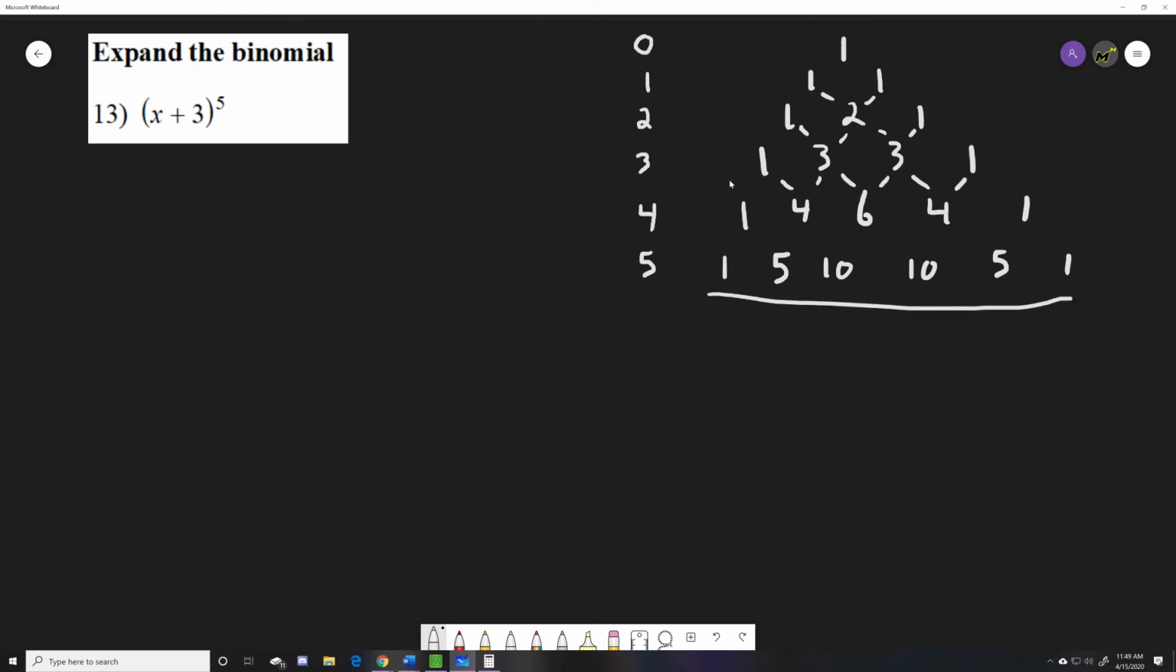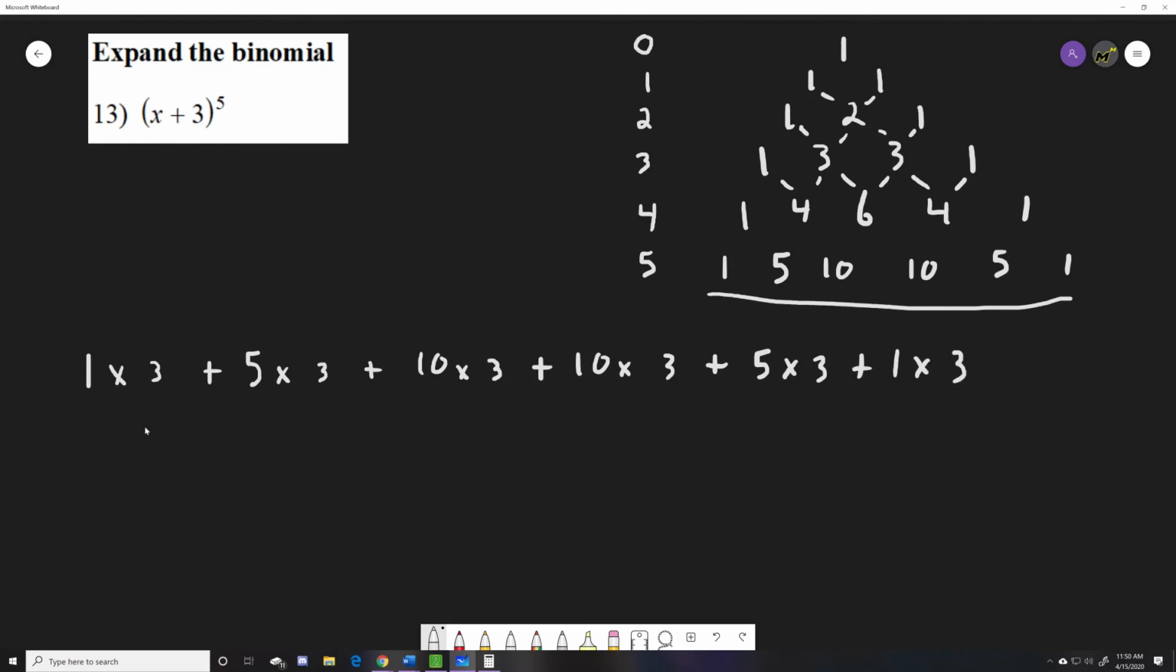You could make this triangle as long as you wanted, forever and ever. This is what we're looking at right here. So we'd have this number right here. We'd have 1, and then you're going to write your 2 terms here, x and 3. So 1, x, 3. And we do have some powers. I'll write those in a moment. The next we'd have plus 5x and 3, plus 10x and 3, plus 10x and 3, plus 5x and 3, plus 1x and 3. Okay.